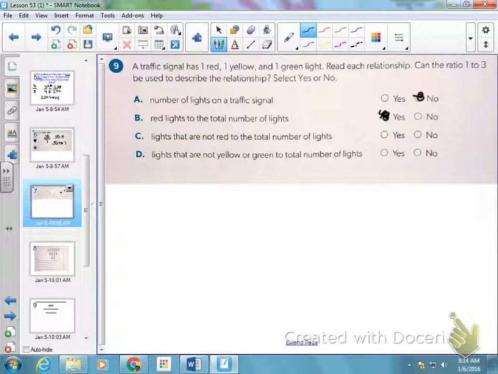Okay, C, lights that are not red to the total number of lights. Well, how many lights are not red? That'd be 2 to 3. So that wouldn't match the ratio of 1 to 3. So that would not work. And then D, lights that are not yellow or green to total number of lights. Well, let's work. So how many lights are not yellow or green? 1 light. 1 out of how many total lights? 3. That's a really bad 3. My pen's not working for some reason, so that would work too.